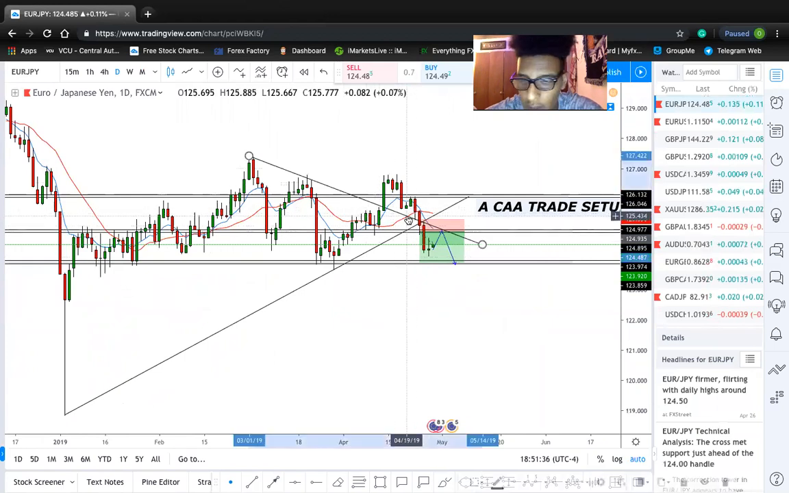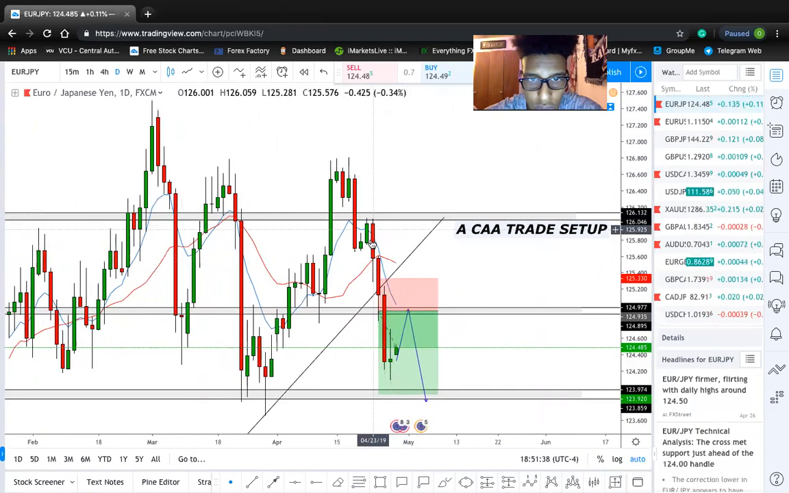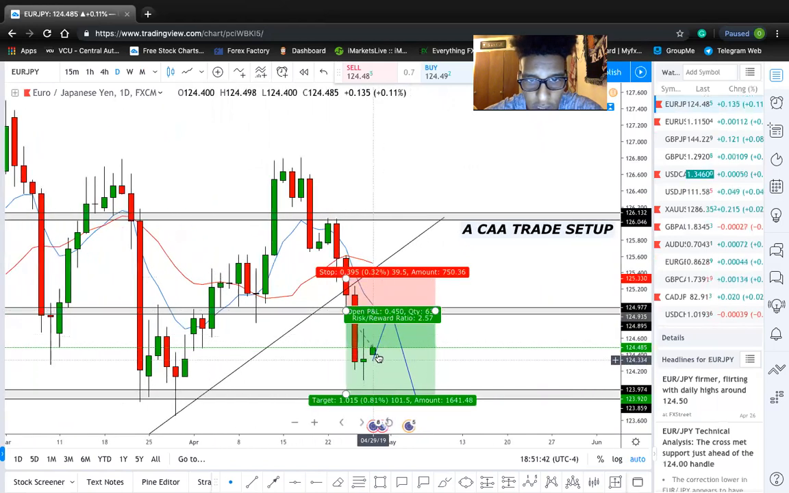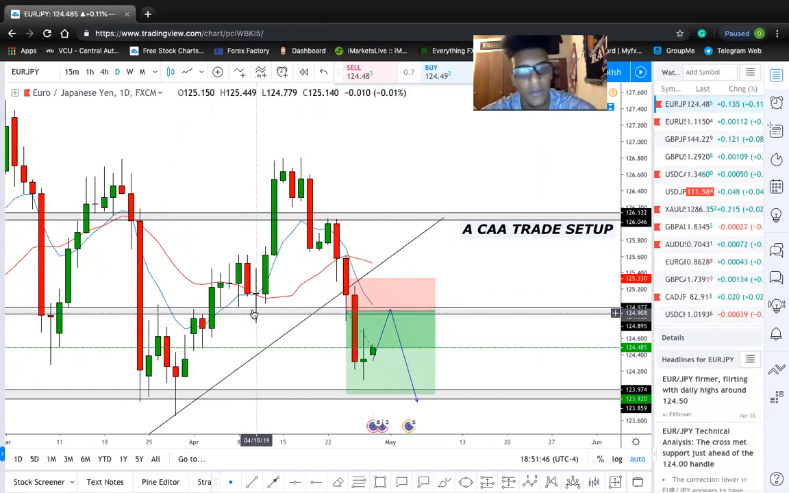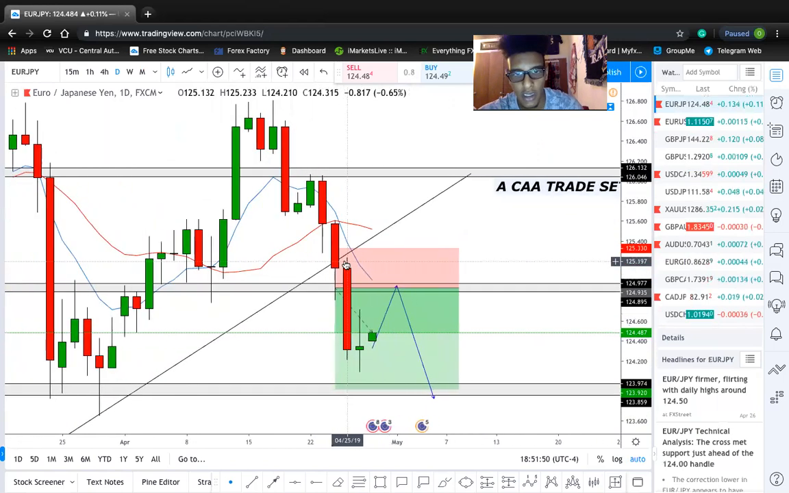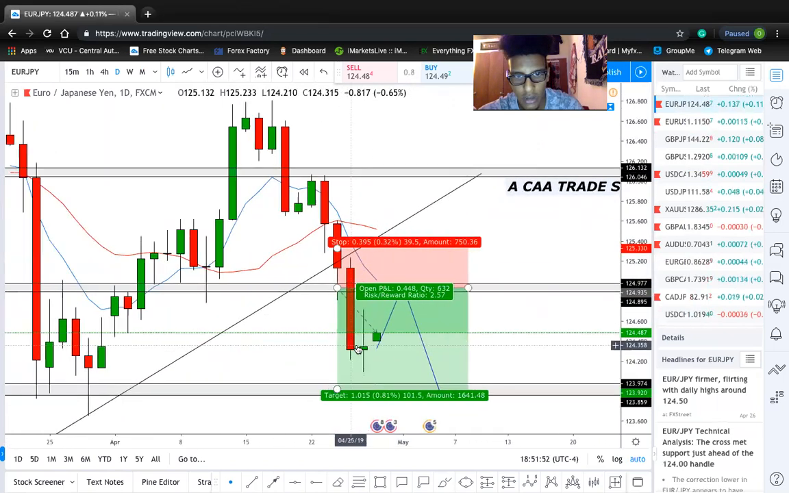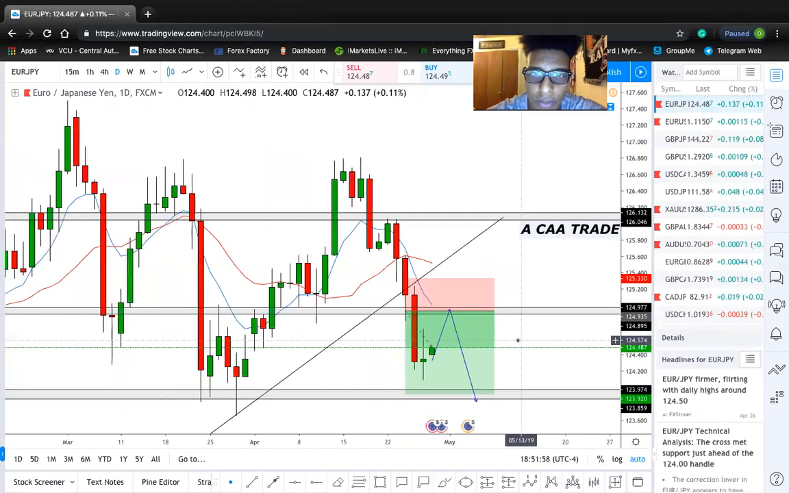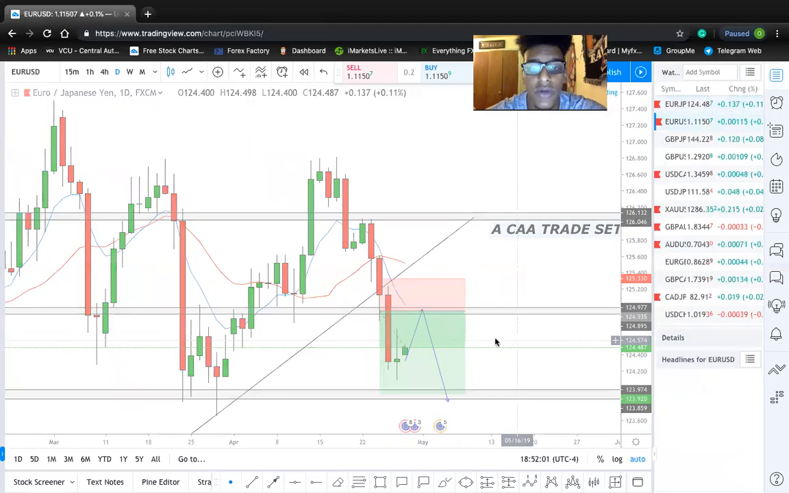Euro JPY, we can see we had a false break of this flag pattern. And you can see we had some huge selling pressure coming down on the daily time frame. So we're looking to get a retest at this previous support zone, which is now resistance, and potentially catch about 100 pips down to the 1.24 key psychological zone. So that's Euro JPY.